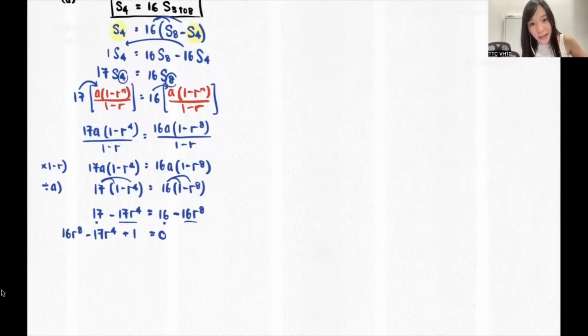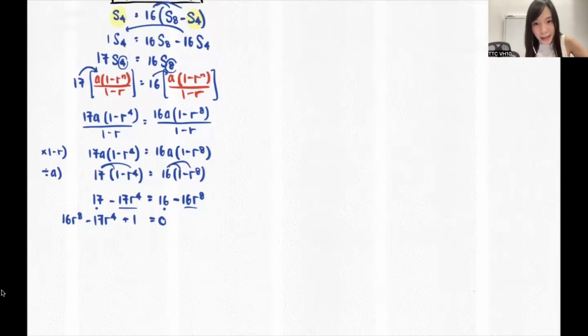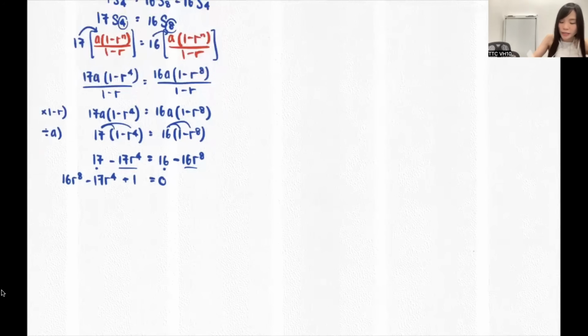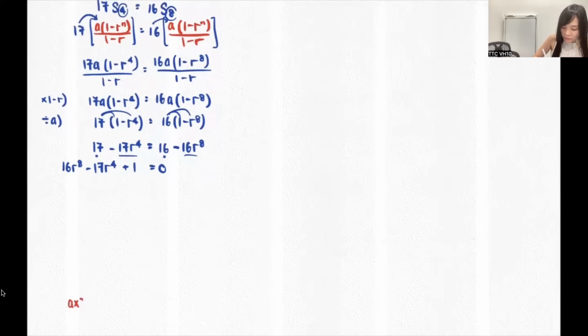Now, this is whatever I get. So you know why I was using let y? Because when you look at this, do you realize it actually looks a bit like the general form. Maybe you ask, teacher, where? Teacher, the general form must be square and power 1, my dear, even though these are not square and power 1, but they are power 8 and power 4.